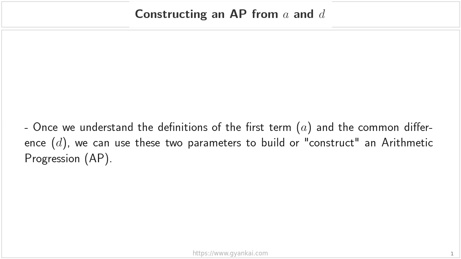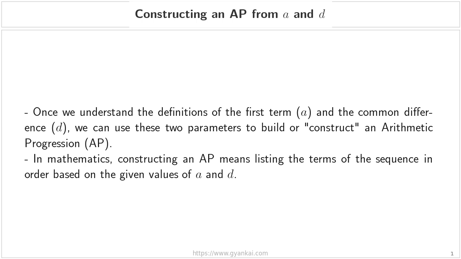Welcome, everyone. Today, we are going to dive into the practical side of sequences. Now, up until this point, we have spent time learning the definitions of the first term, which we denote as a, and the common difference, which we call d. But once we have a firm grasp on what these two values actually represent, we can move on to something much more interesting, using these two parameters to build, or, as we say in mathematics, construct an arithmetic progression, or an AP. So, what does it actually mean to construct an AP?